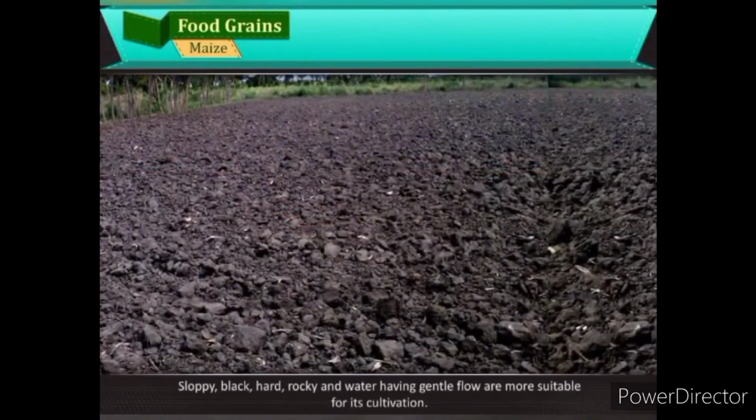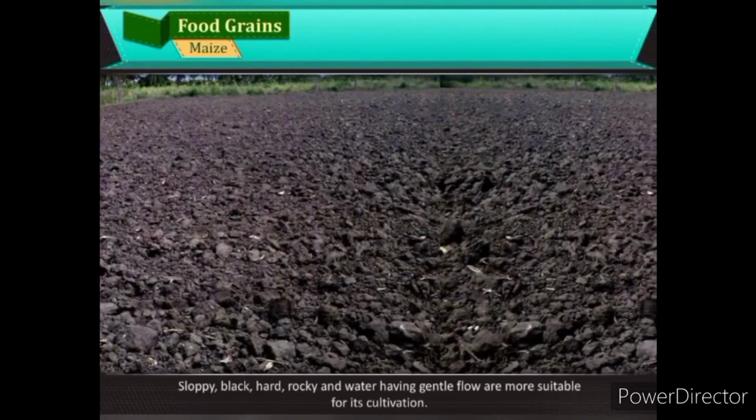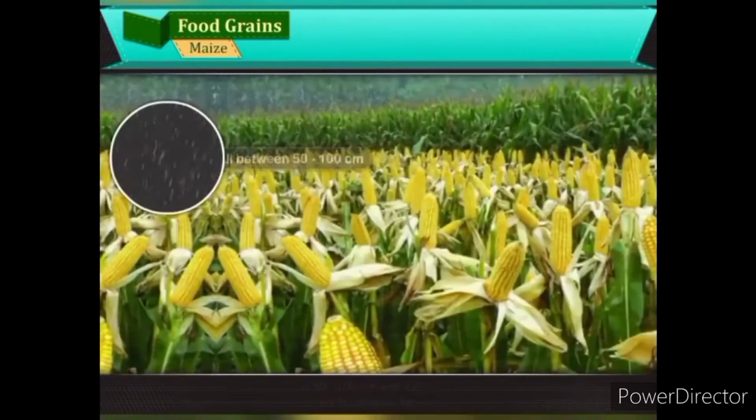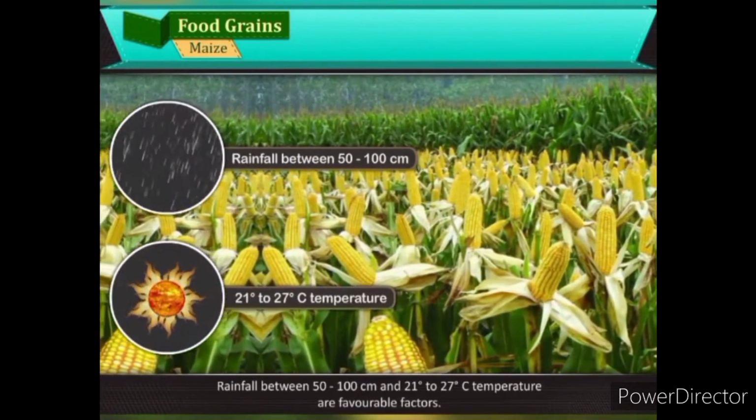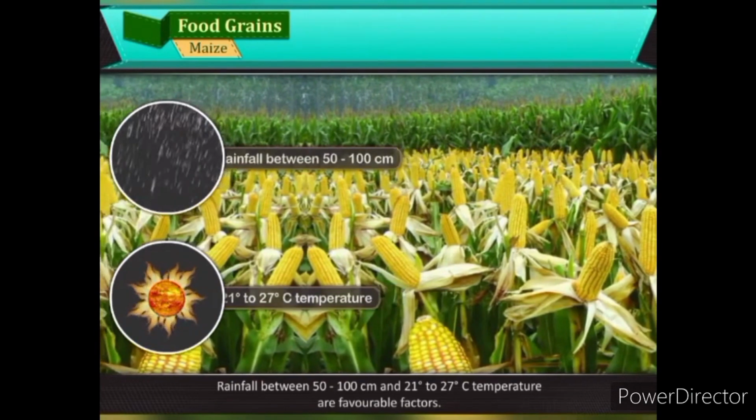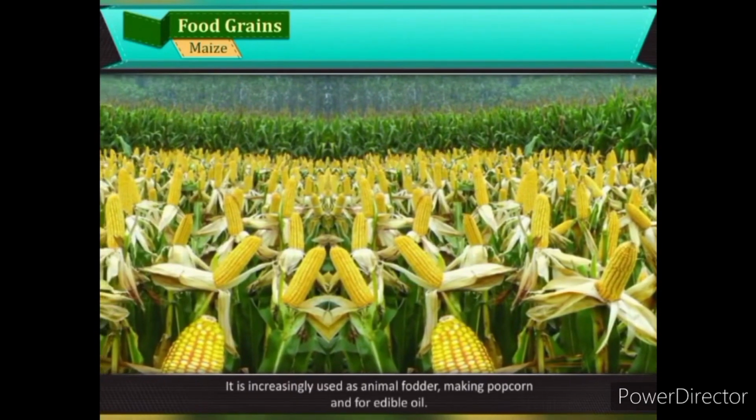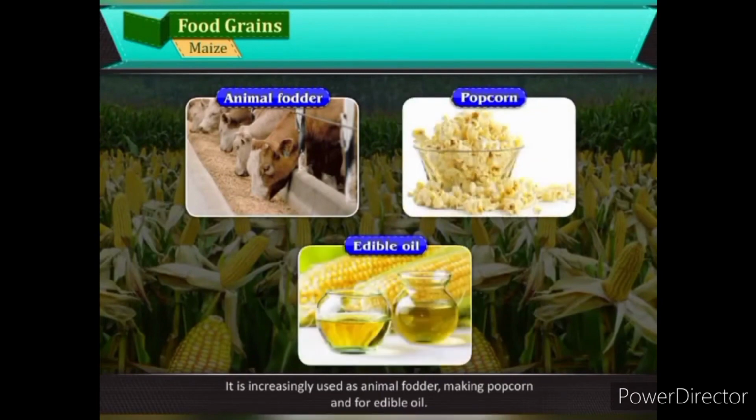Sloping, black, hard, rocky soil and water having gentle flow are more suitable for its cultivation. Rainfall between 50 to 100 centimeters and 21 to 27 degrees Celsius temperature are favorable factors. It is increasingly used as animal fodder, making popcorn, and for edible oil.